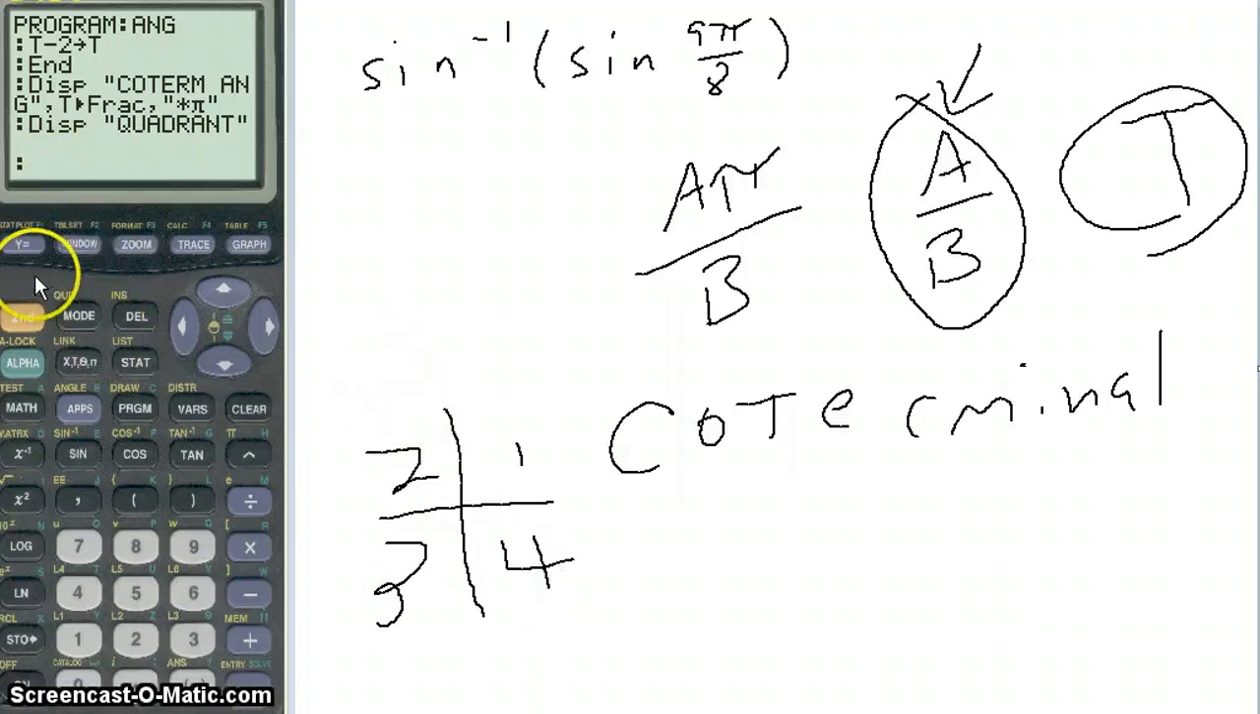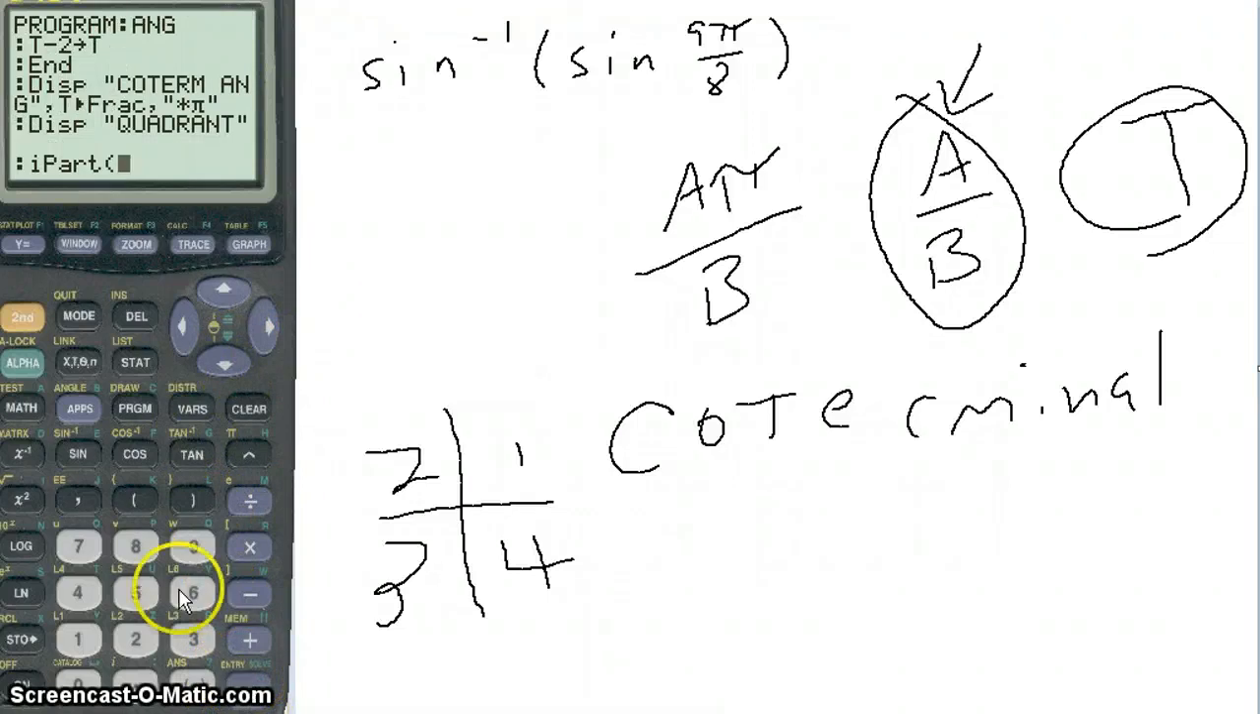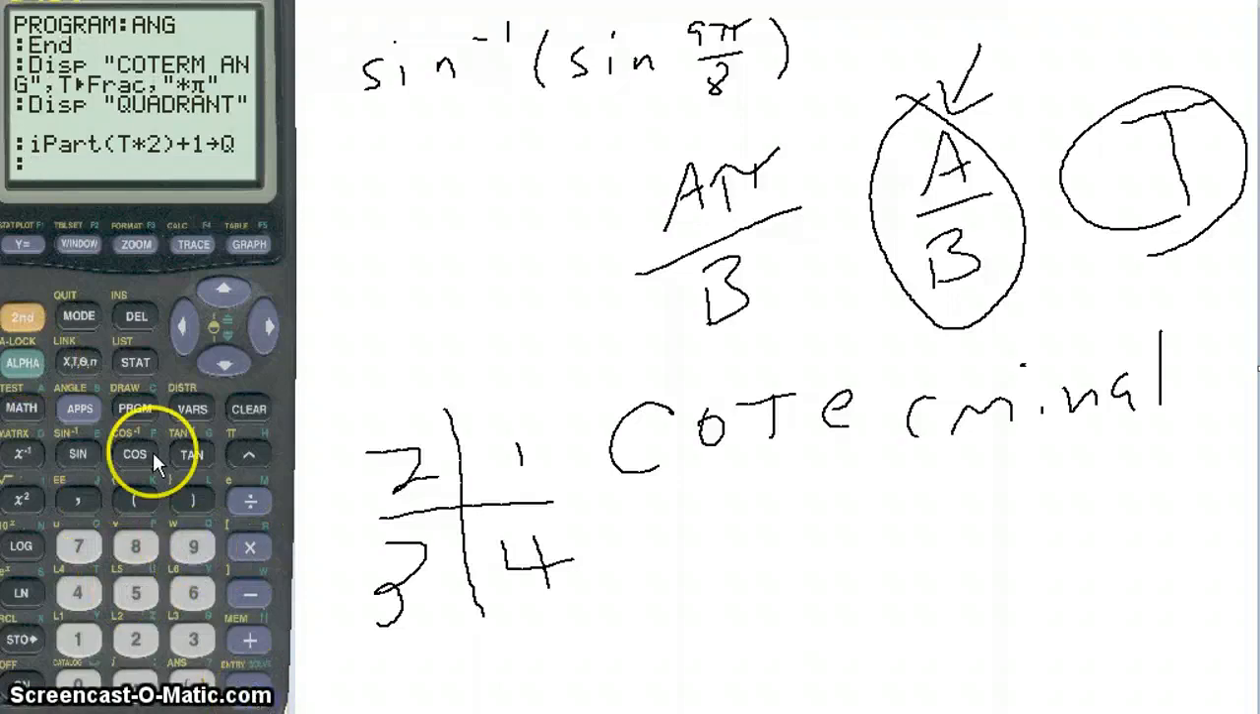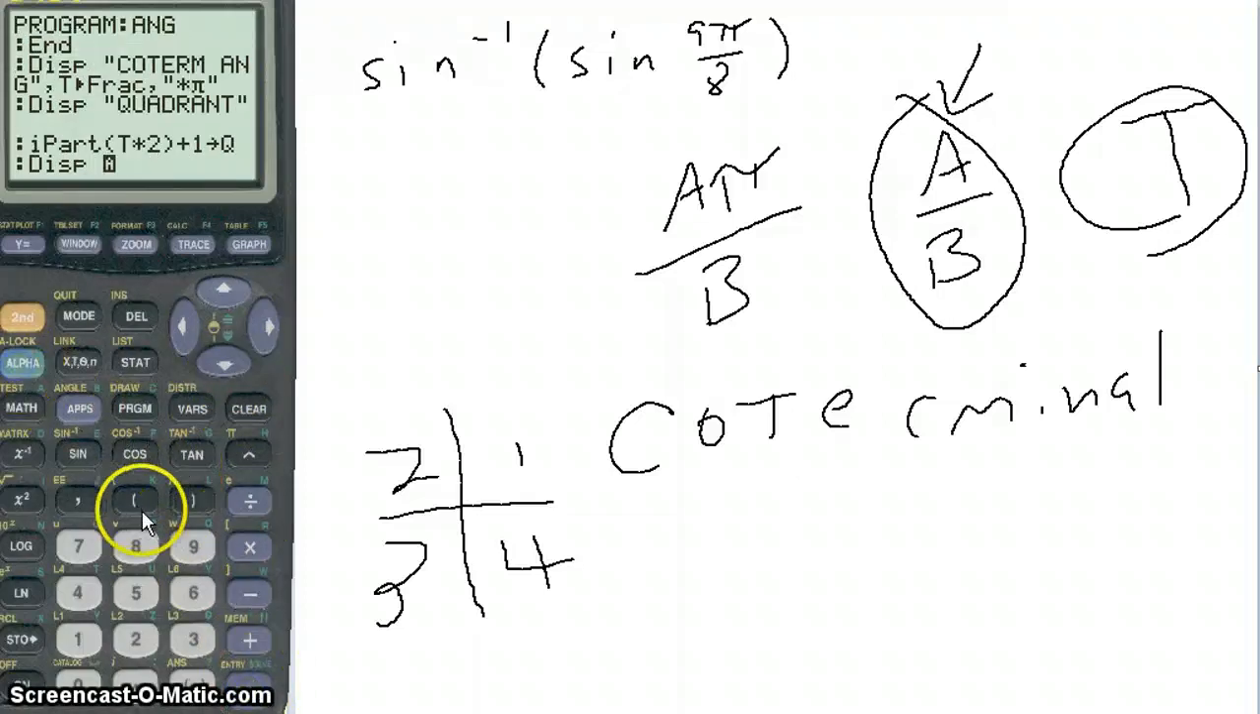In order to do that, we're going to write something that looks just like this. It's going to be in the math NUM menu, the iPart for the integer part of the number. We take t, multiply it by 2, and add 1. We're going to take that and store it into a variable q. And then all we have to do is go to program I/O and display q.